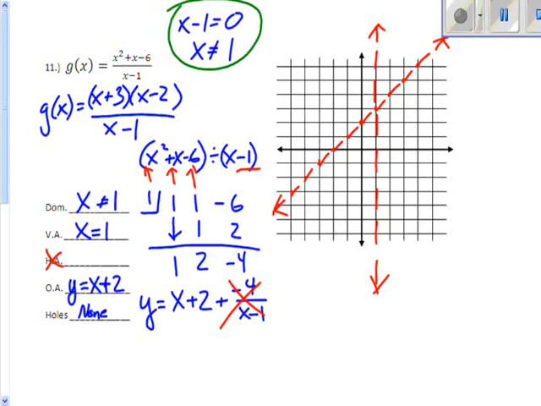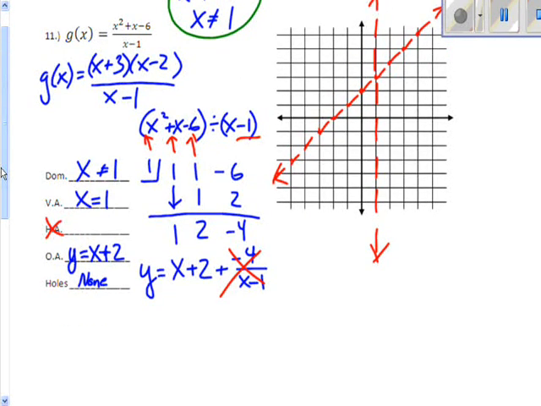So now I've got my two asymptotes. Now I do the same thing that I did before. I use an XY chart to determine where this thing is going to be. Again, I'm going to choose one value on each side, to make it easy on myself. Since the vertical asymptote is at 1, I'm going to choose 0, because that's 1 in the direction to the left. And then I'm going to choose 2, 1 in the other direction.